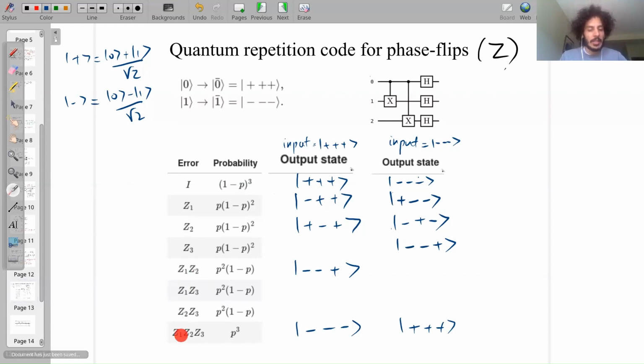If you get a possibility like this, then you will actually make a mistake in your correction and you get the wrong answer. But again, the probability of this is much lower than the probability of this guy, right? This is high probability, this is low probability, assuming that p itself is small. We've all gone through all of these arguments in the classical case. So that's why this repetition code is beneficial.